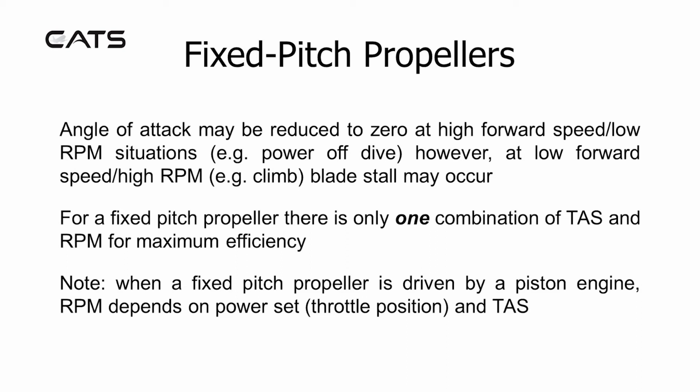However, at low forward speed, high RPM, for example the climb, blade stall may occur. For a fixed pitch propeller, there is only one combination of TAS and RPM for maximum efficiency. When a fixed pitch propeller is driven by a piston engine, RPM depends on power set, i.e. throttle position, and true airspeed.